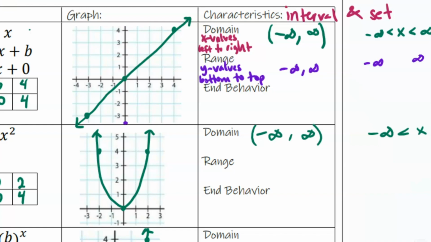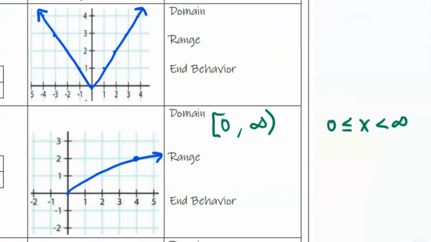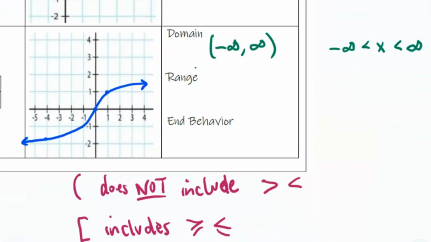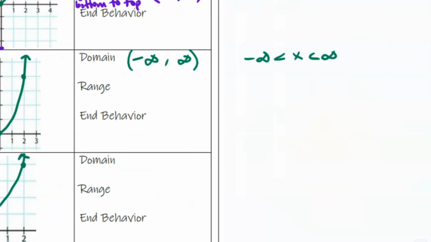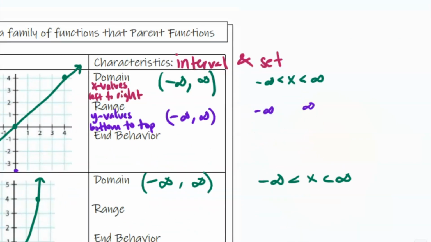Now, again, we've talked about this extensively. Because infinity is not a number, it doesn't include, and parentheses is the notation for does not include. Parentheses does not include, and the inequality arrows without the equal sign also do not include. So when I'm writing it in set notation, I'm going to write x does not include, okay.